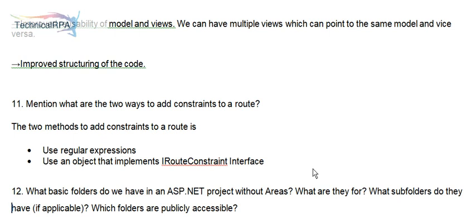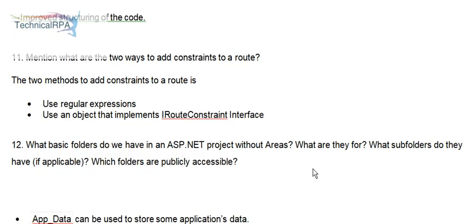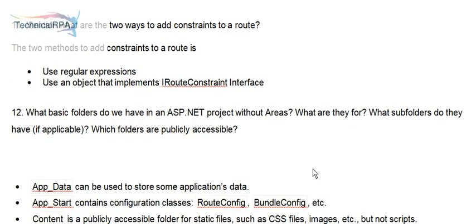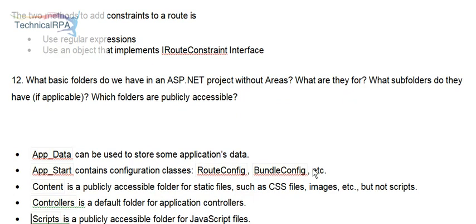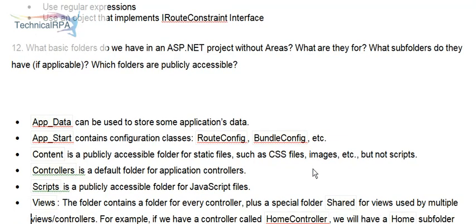12. What basic folders do we have in an ASP.NET project without areas? What are they for? What subfolders do they have, if applicable? Which folders are publicly accessible? App_Data can be used to store some application's data. App_Start contains configuration classes, route config, bundle config, etc.